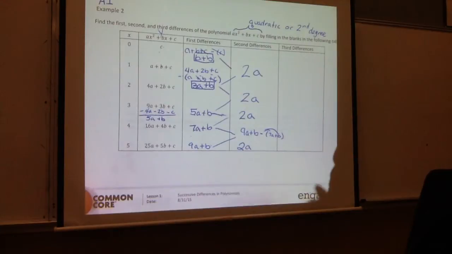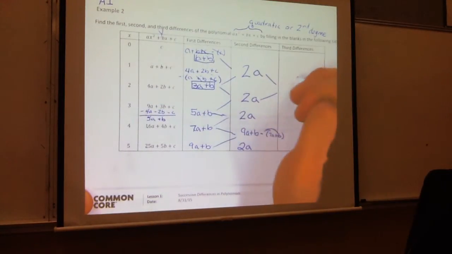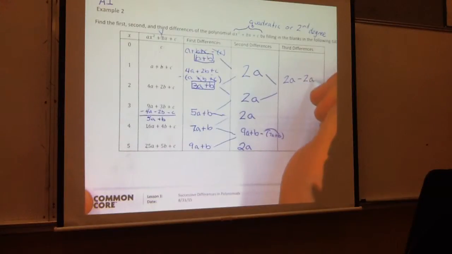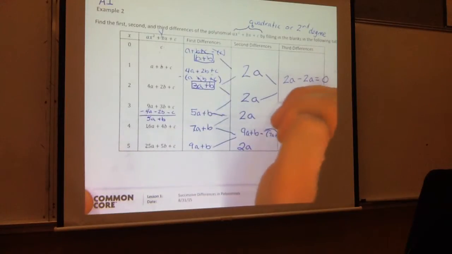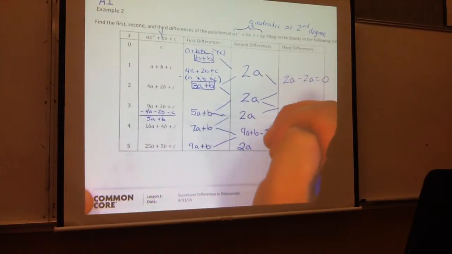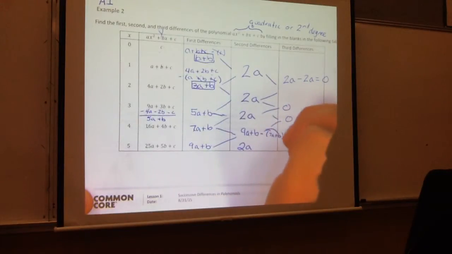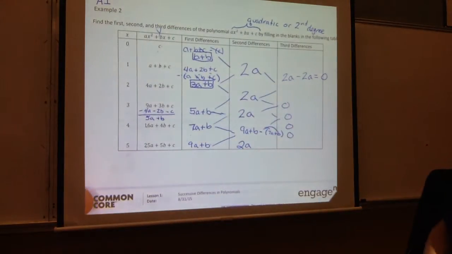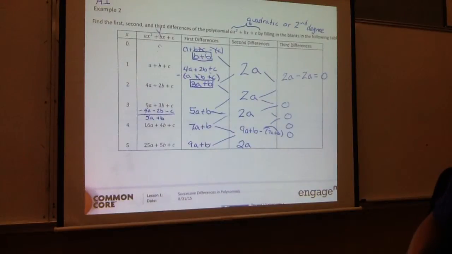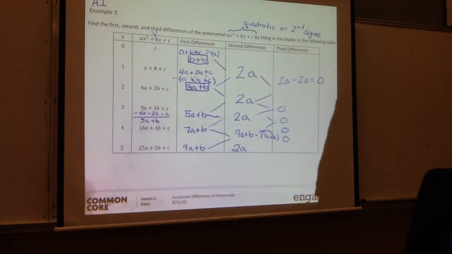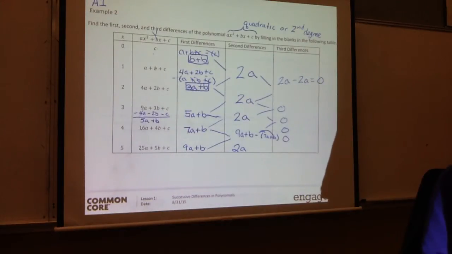When we go to our third difference, 2a minus 2a, we're left with 0. And so all of these third differences are 0. And this holds true for all quadratics.